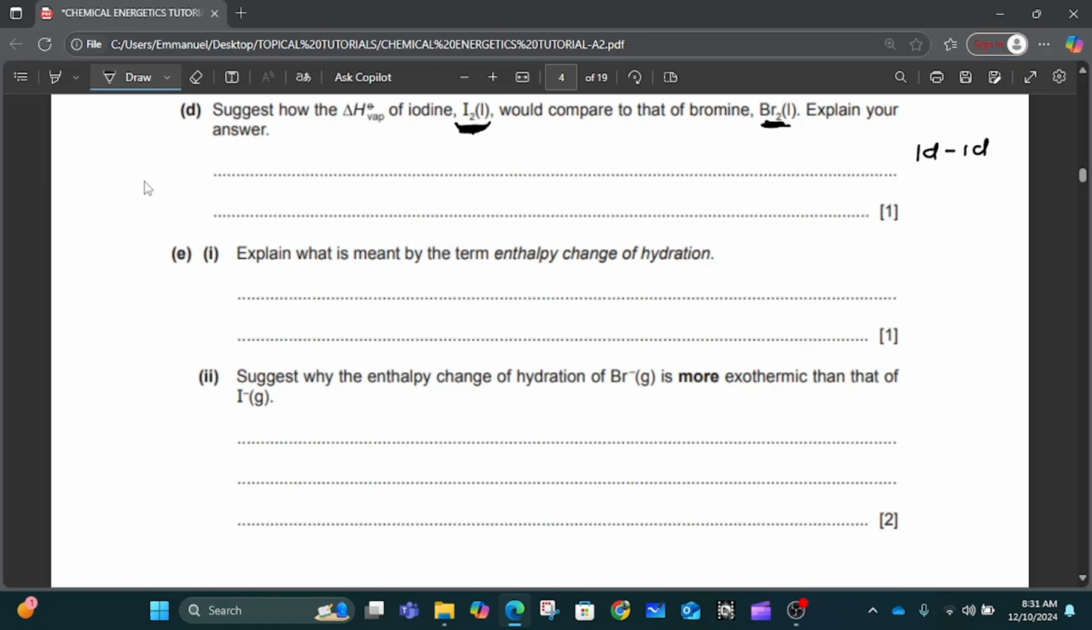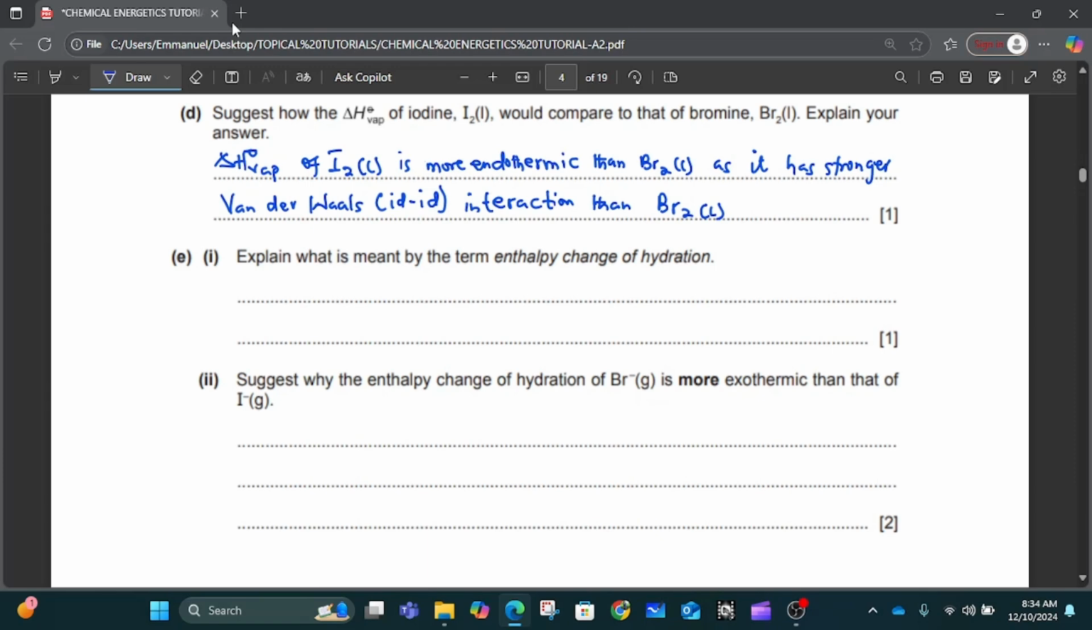Since I2 has more electrons than Br2, it means that I2 is going to have a stronger ID-ID interaction. So you need more energy to be able to vaporize the I2. So we have to say the standard enthalpy change of vaporization of I2 liquid is more endothermic than Br2 liquid, as it has stronger van der Waals (ID-ID) interaction than Br2 liquid.